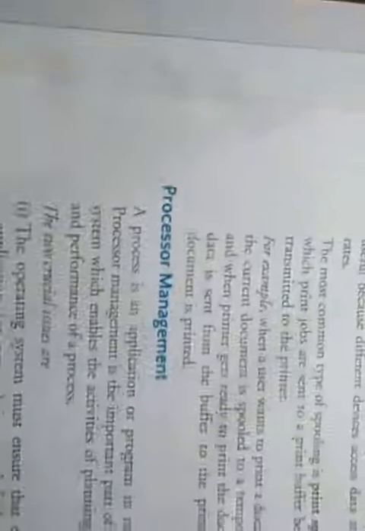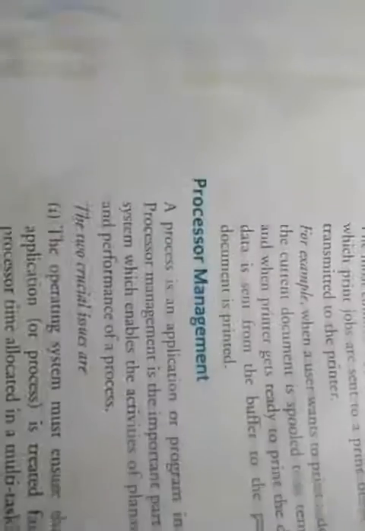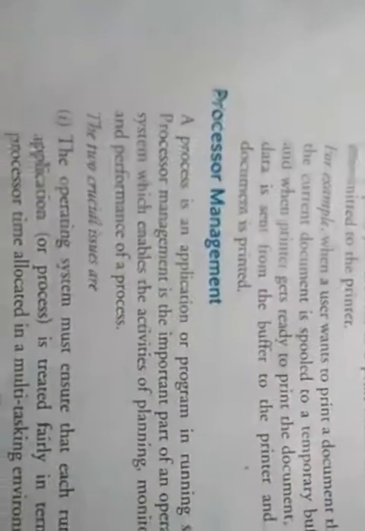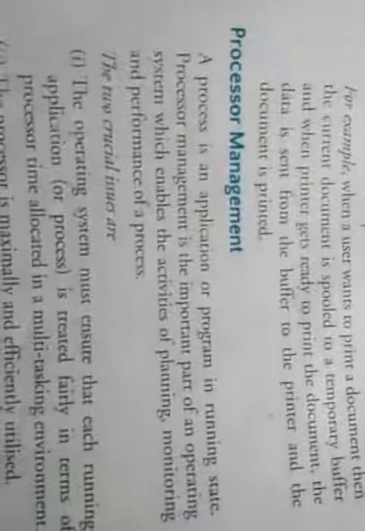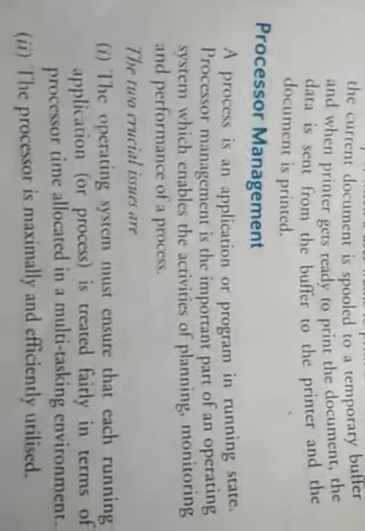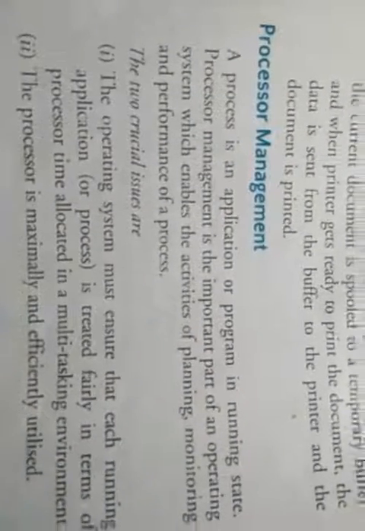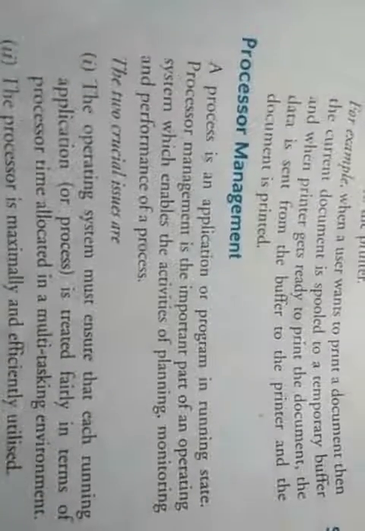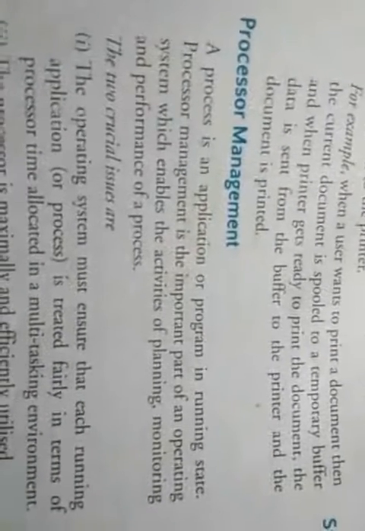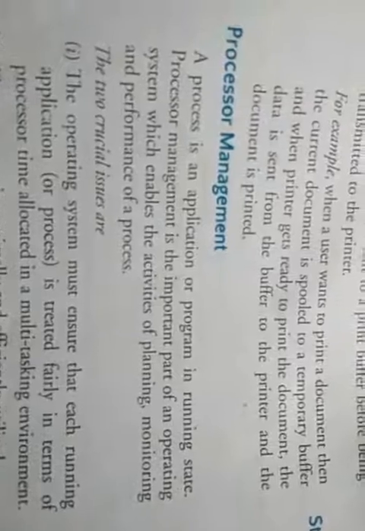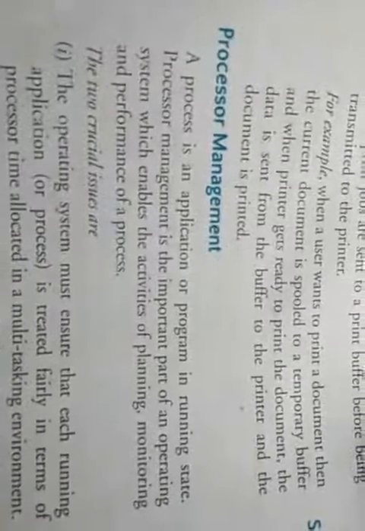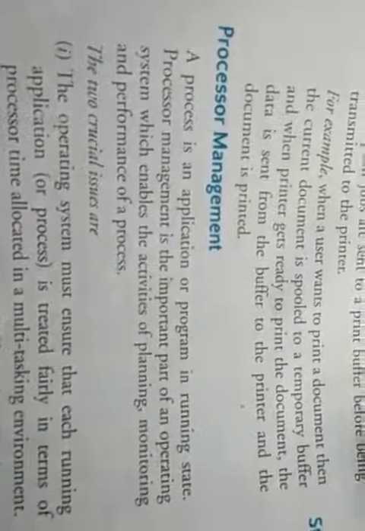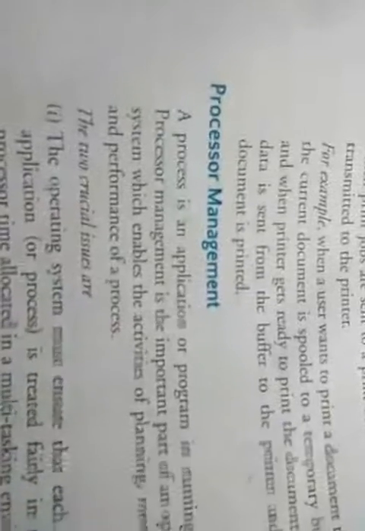And the next category is processor management. So suppose there is one processor in your computer and there are four users working on that computer, so how will the processor work? So this is also a work of the operating system. There are many algorithms such as first come first serve or priority basis. So this is also managed by the operating system.